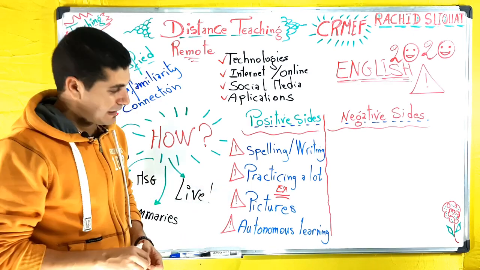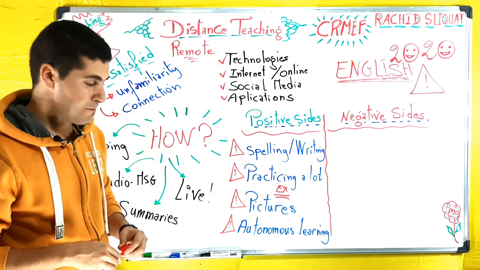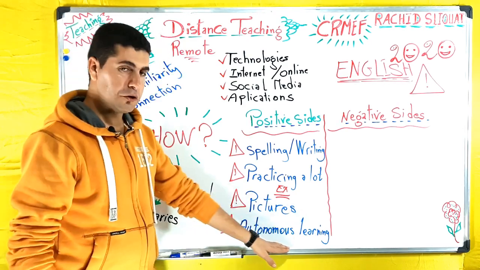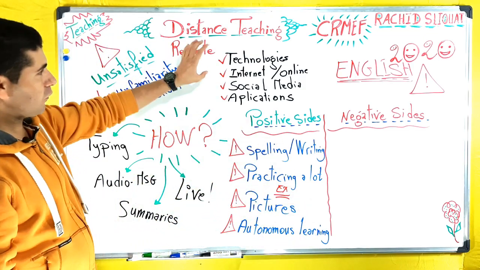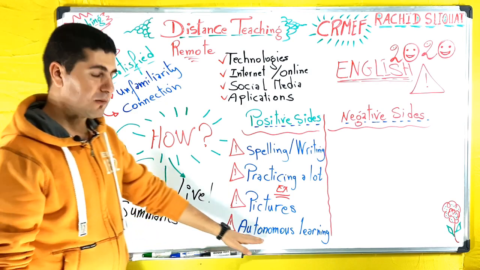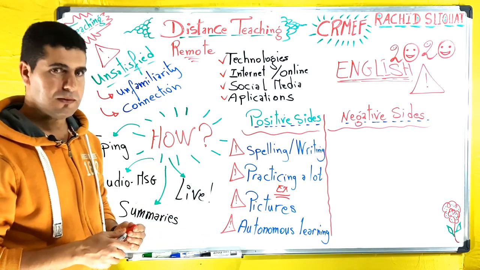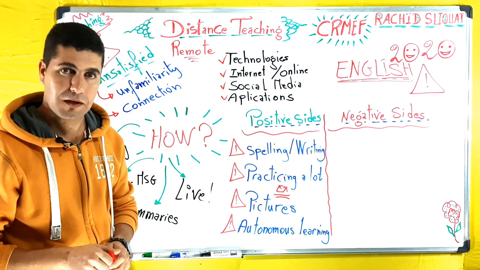The last point why distance teaching is positive is autonomous learning. And when I say autonomous learning, distance teaching and learning will give an idea to students that studying and learning is not restricted mainly to schools, but it's something that can also take place at home.